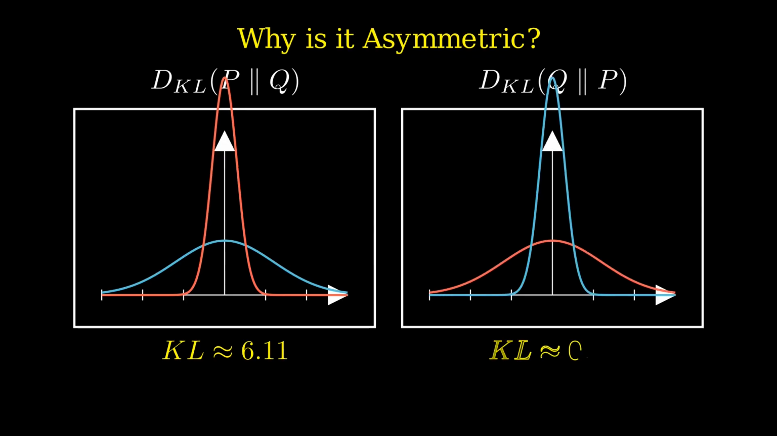But in the right box, if the truth P is narrow and our model Q is broad, the penalty is much smaller. Geometrically, KL divergence is weighted by the first distribution. It cares deeply about what you are missing, not just how far apart you are. This asymmetry is why KL divergence is a divergence, and not a distance. It depends on which distribution you define as the ground truth.